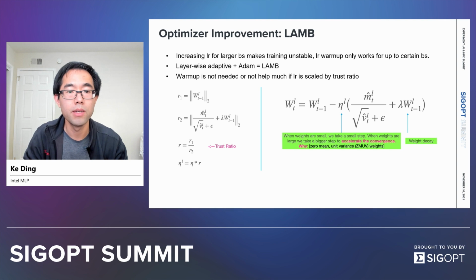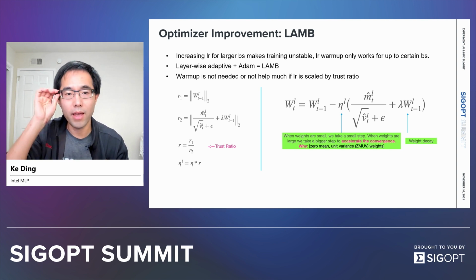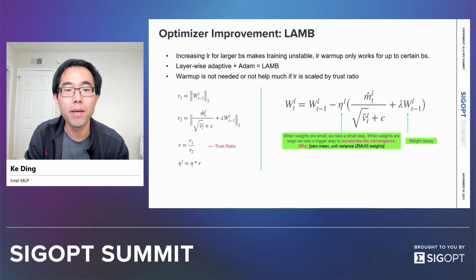With this trust ratio, warm-up is usually not needed or does not help much if the learning rate is scaled by it. The trust ratio is defined as below. R1 is the norm of the weights, and R2 is the norm of the Adam update term. Eventually, the base learning rate is scaled by this trust ratio. The full weight update term is shown at the right side. What it means is that when the weights are small, we take a small step so as not to make big mistakes initially. When weights are large, we take a bigger step in order to accelerate the convergence.